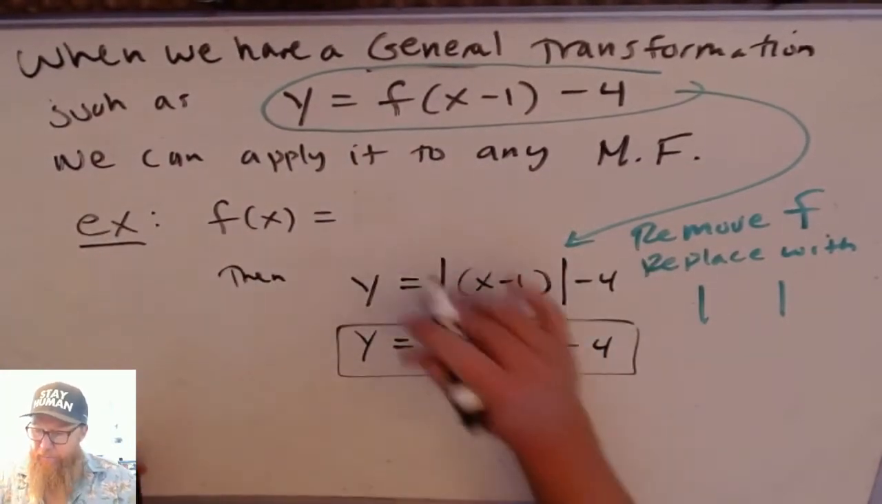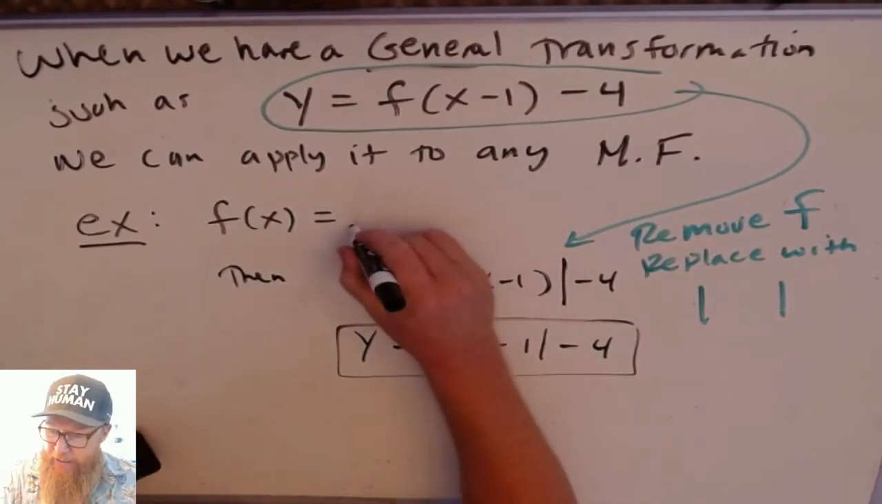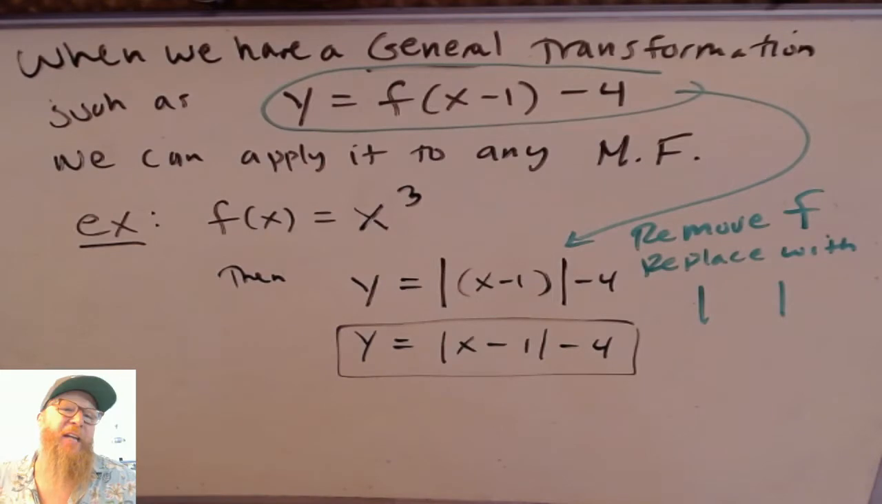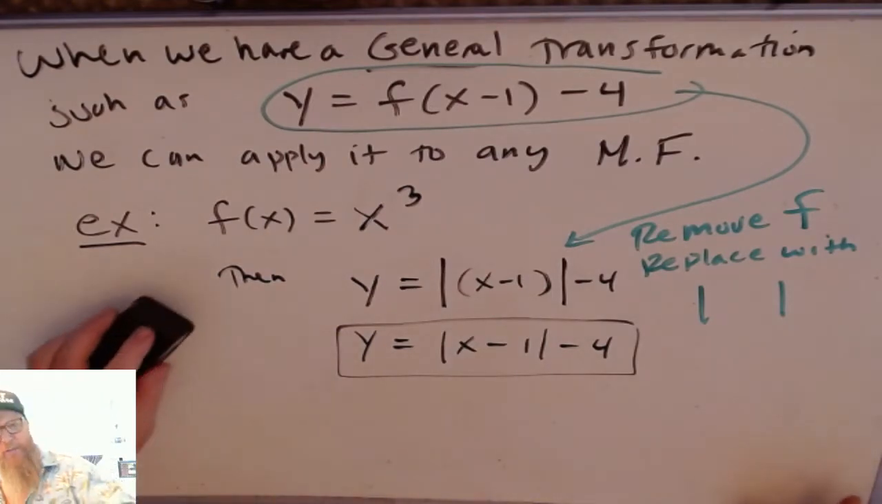Let's try them all. Suppose it was x cubed. Well, I'll do 6 of them, the 6 that I want you to know. There are 8 total, but let's just do the 6 of them.